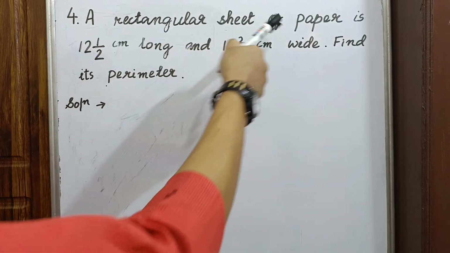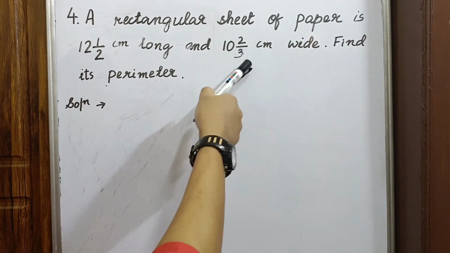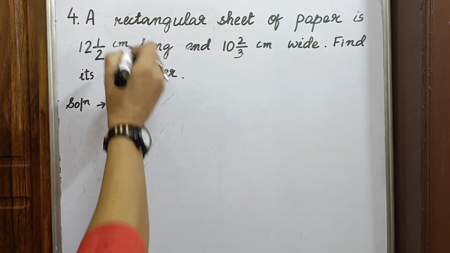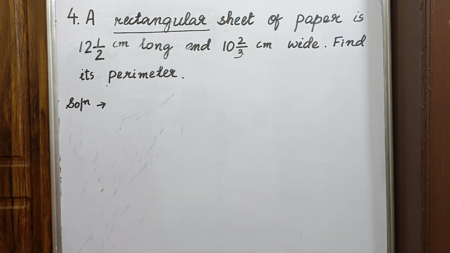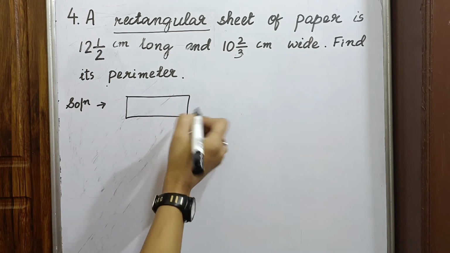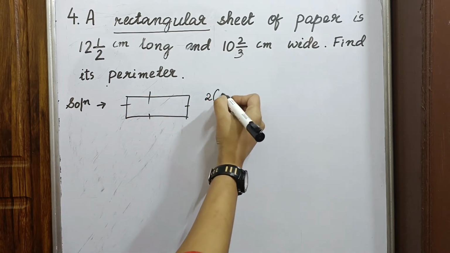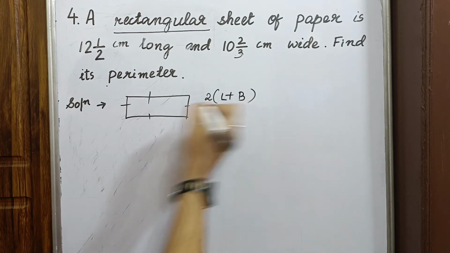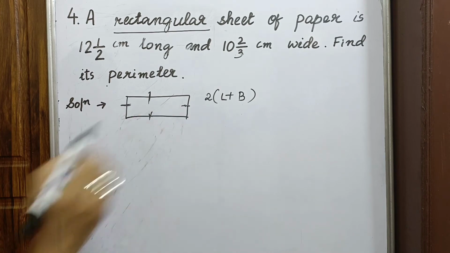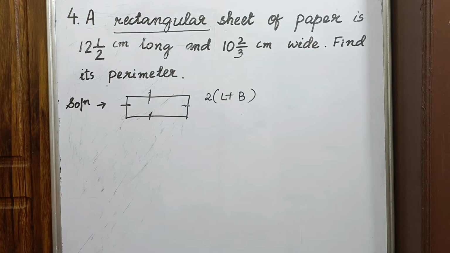A rectangular sheet of paper is 12 1 by 2 centimeter long and 10 2 by 3 centimeter wide. Find its perimeter. So what is the shape? It is a rectangle. So what is the formula for perimeter of a rectangle? Perimeter of a rectangle is the sum of all the four sides, which is 2 into length plus breadth, which is 2 length and 2 breadth. 2 length because these two sides are same and these two sides are same. That's why 2 into length plus breadth.